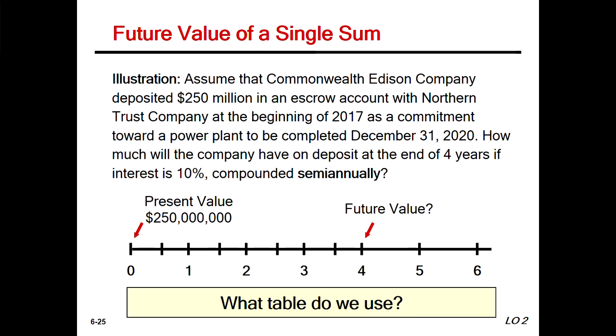Okay, so let's do the same thing, but let's add a little complication to it. Now we've got Commonwealth Edison. They deposited $250 million into an escrow account with Northern Trust Company. They did this at the beginning of 2017 as a commitment toward a power plant to be completed December 31st, 2020. So they're going to build something. They're going to need this money in 4 years, and so they're putting the money aside into an escrow account. How much will the company have on deposit at the end of 4 years if the interest is 10% compounded semi-annually? All right, so let's take a look at this.